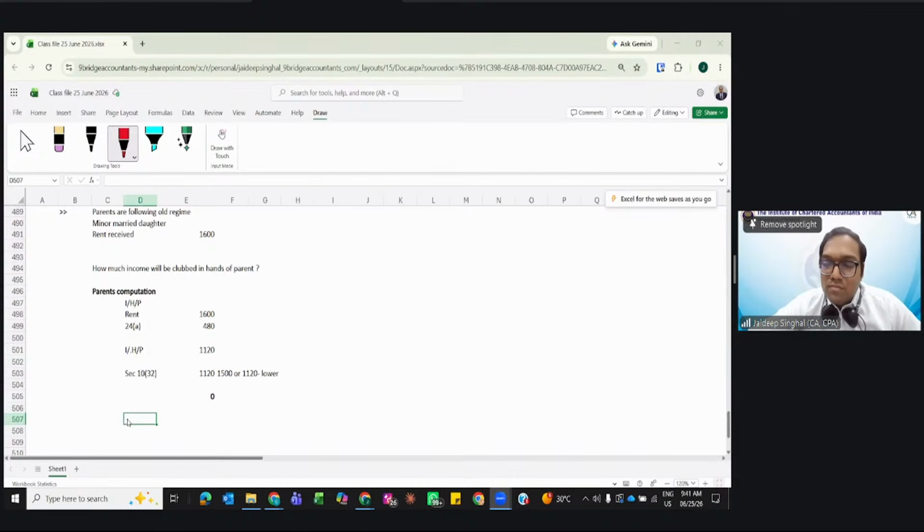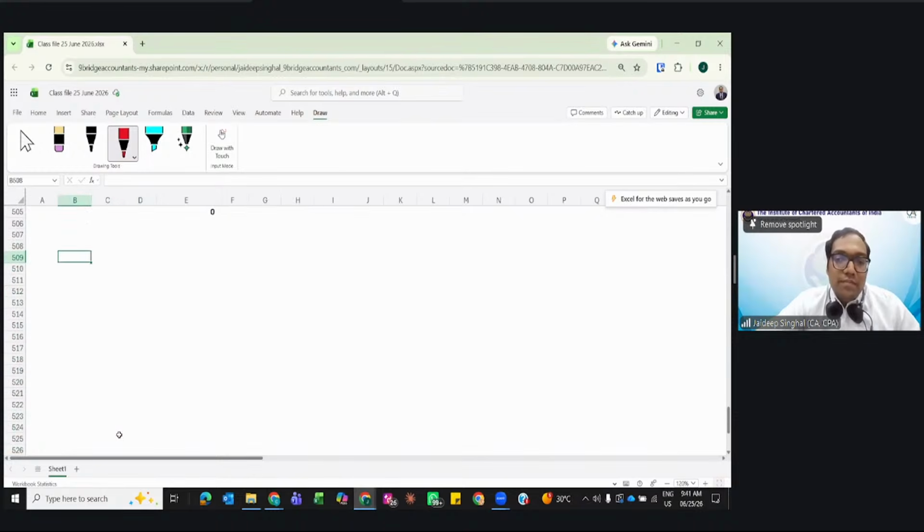Sir, actually, my question: assume that on my son's birthday one of my friends gifted a gold chain worth 40,000 rupees to my daughter. I also received 30,000 rupees worth of gift from some other friend. Should both gifts be added and checked against 50,000, or should 40,000 be compared for my daughter and 30,000 for myself?